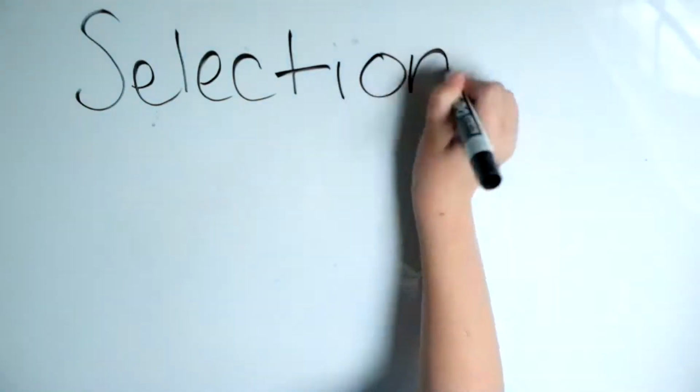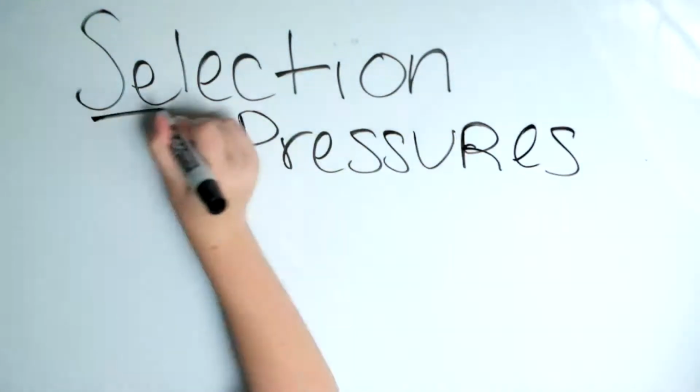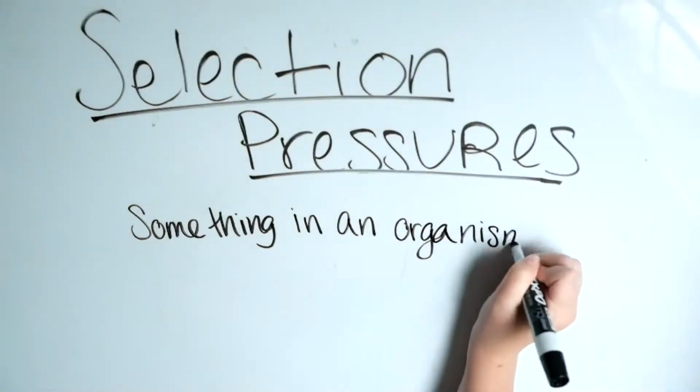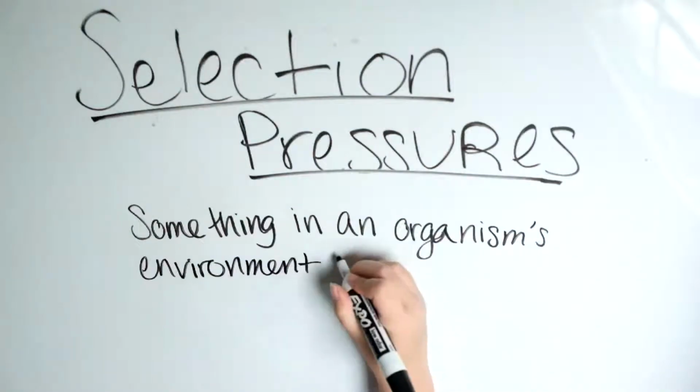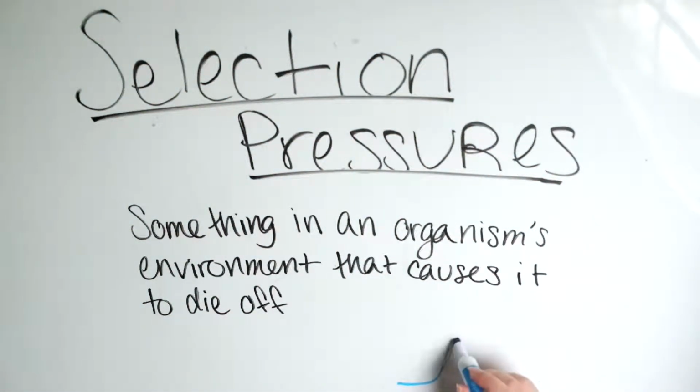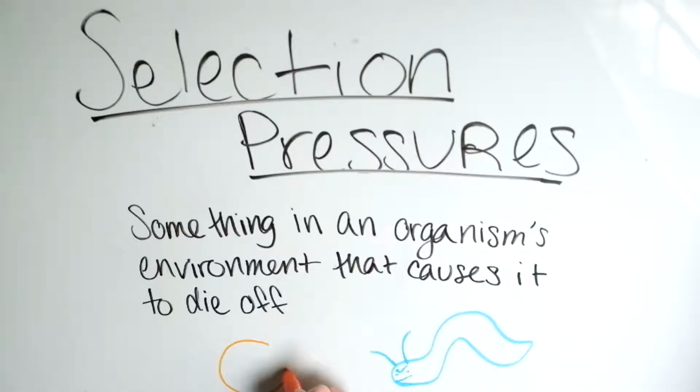All of these things are called selection pressures. A selection pressure is something in an organism's environment that causes it to struggle or die off. These can be things like other organisms that live in the environment, or even the climate of the environment.